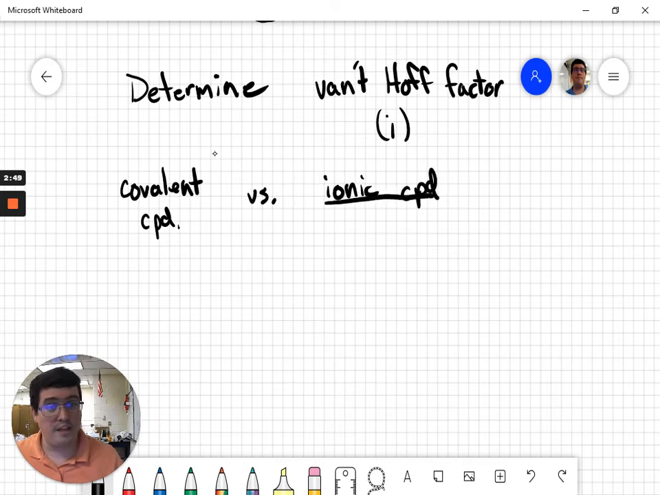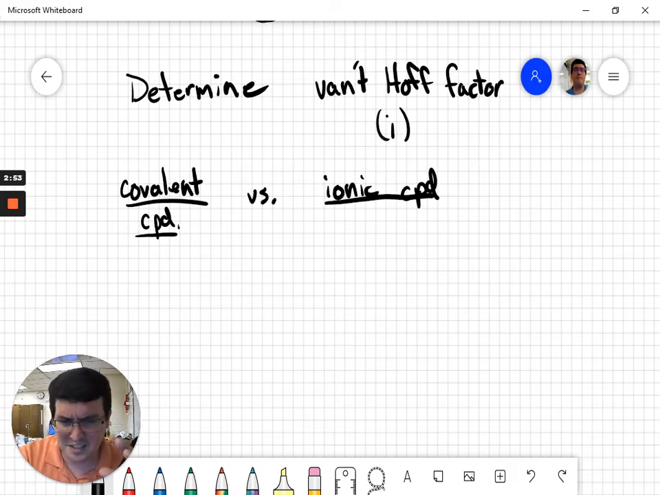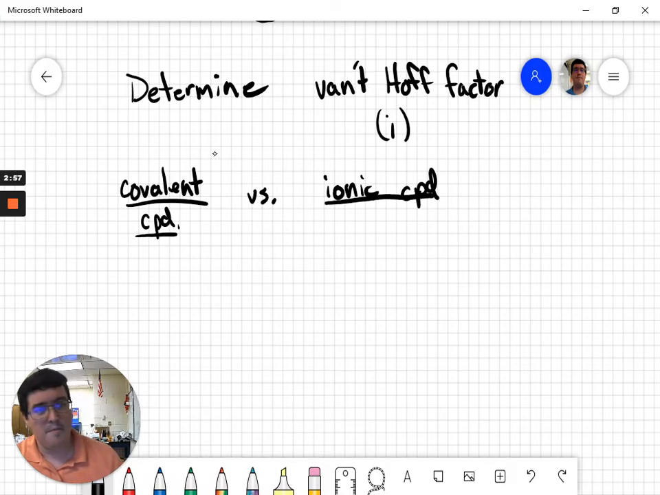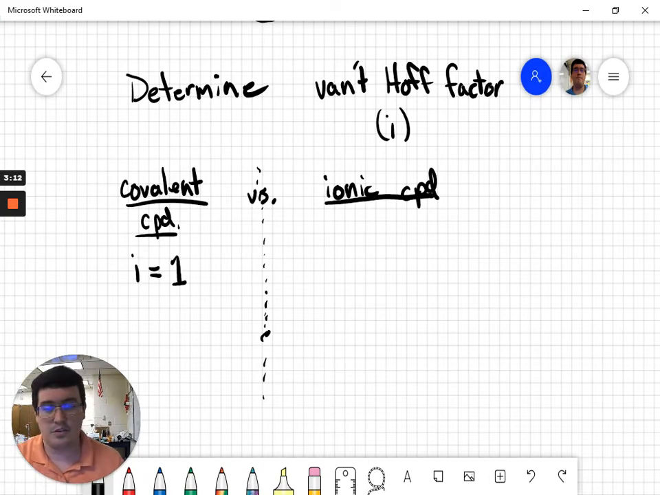And as a quick reminder, you may ask yourself, it's been like 6 weeks since we talked about ionic and covalent compounds. I know it's been a while, but it is really important here, right? And this is the whole reason we studied this back then, to be able to tell this difference. So for covalent compounds, the i is always going to be 1. They will not dissociate in solution. They will not form anything other than the original molecule. They will stay all as one package deal.